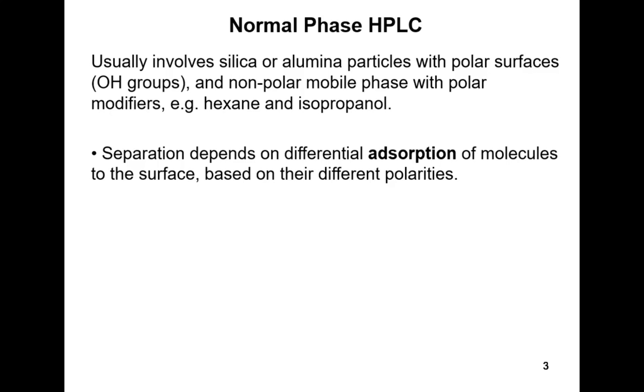And the way that you distinguish different molecules is that they have different degrees of polarity, different numbers of dipolar groups, hydrogen bonding groups, etc. And they will adsorb to the surface of the stationary phase with different binding strengths. So the more polar the molecule is, the stronger it's going to bind to the surface, so the longer it takes for it to come through the column.